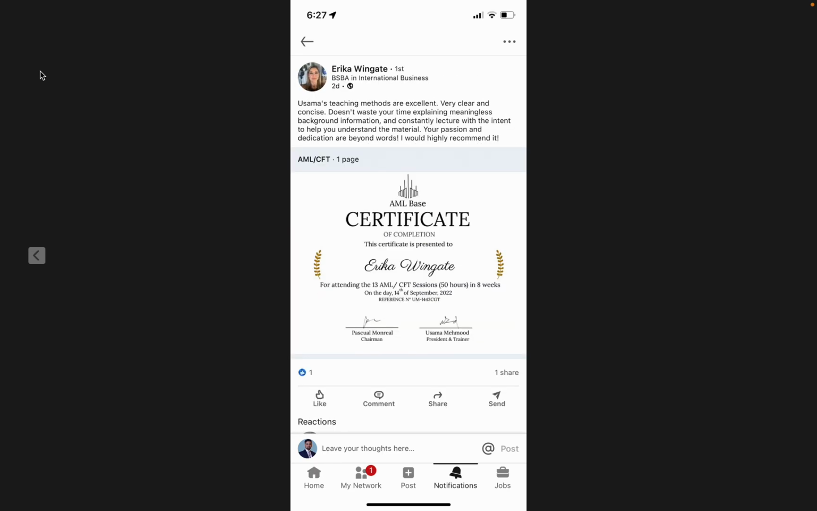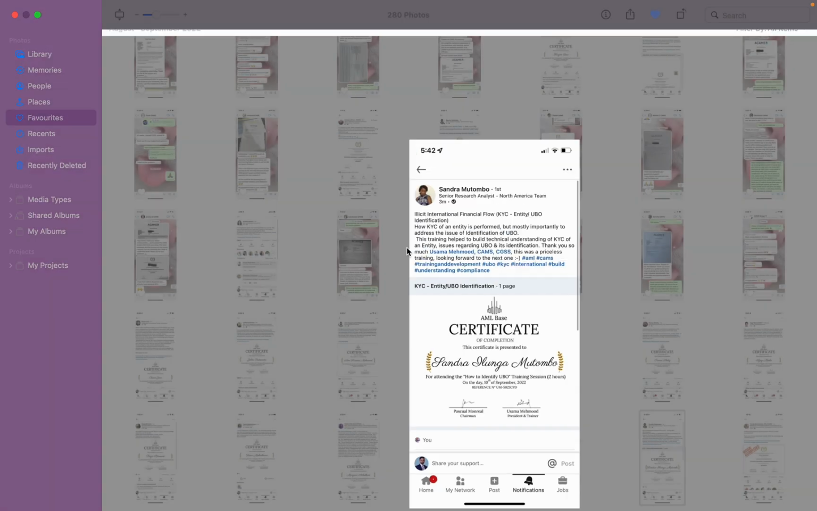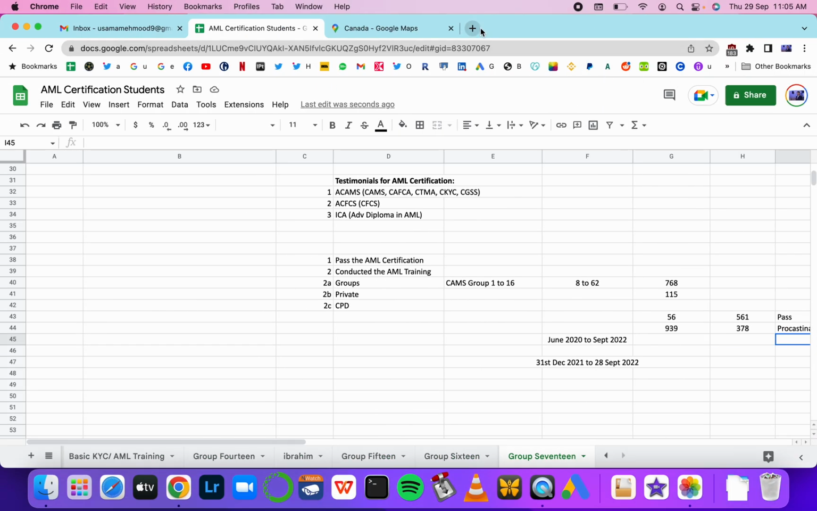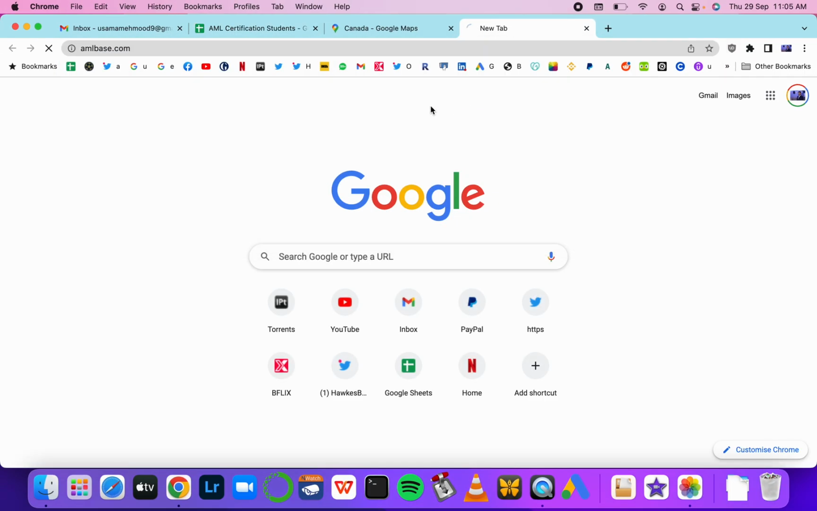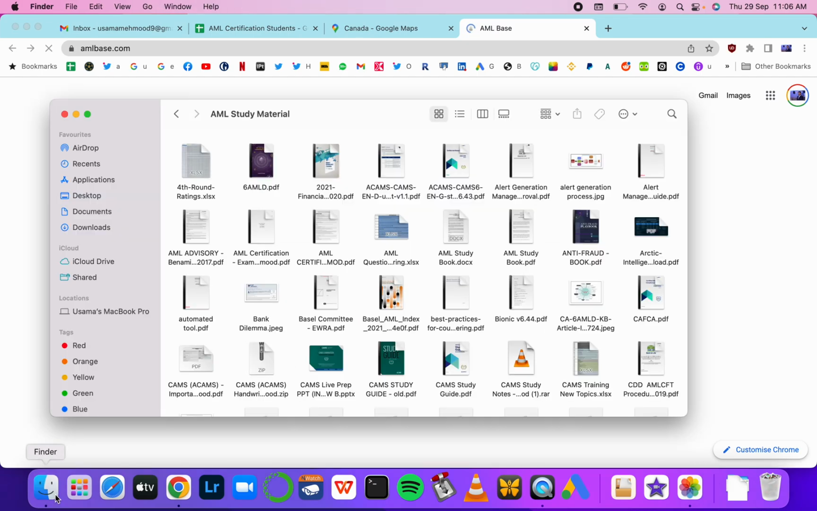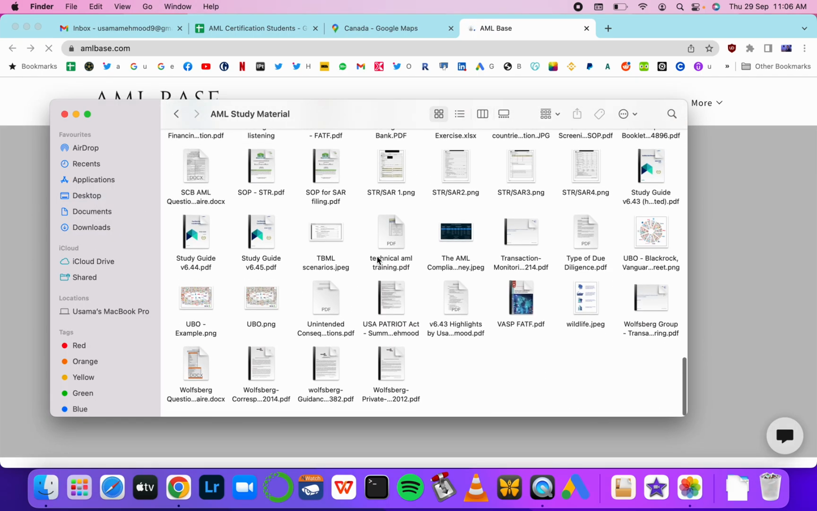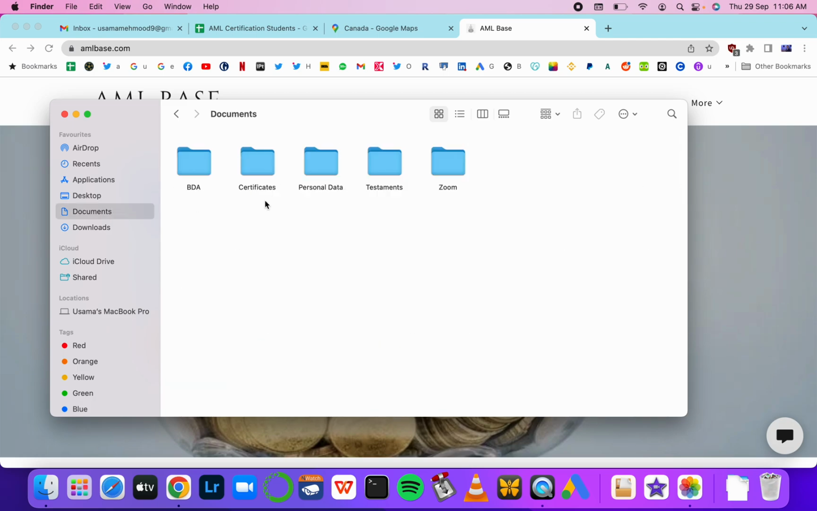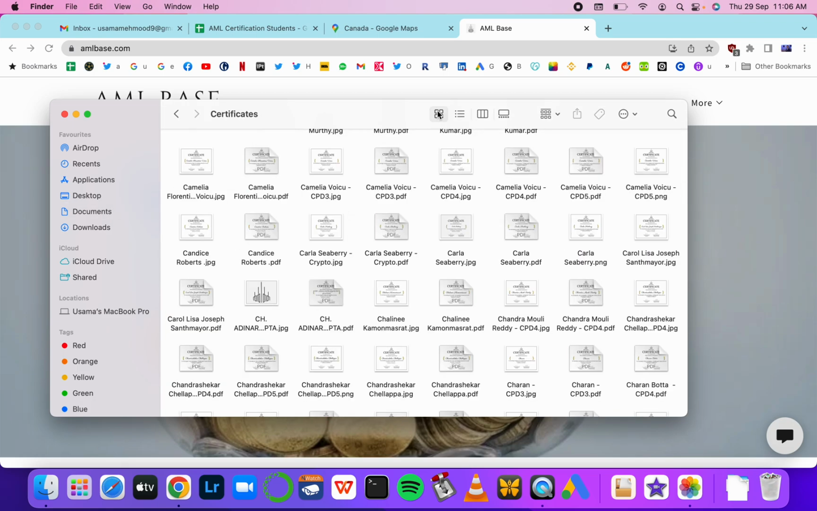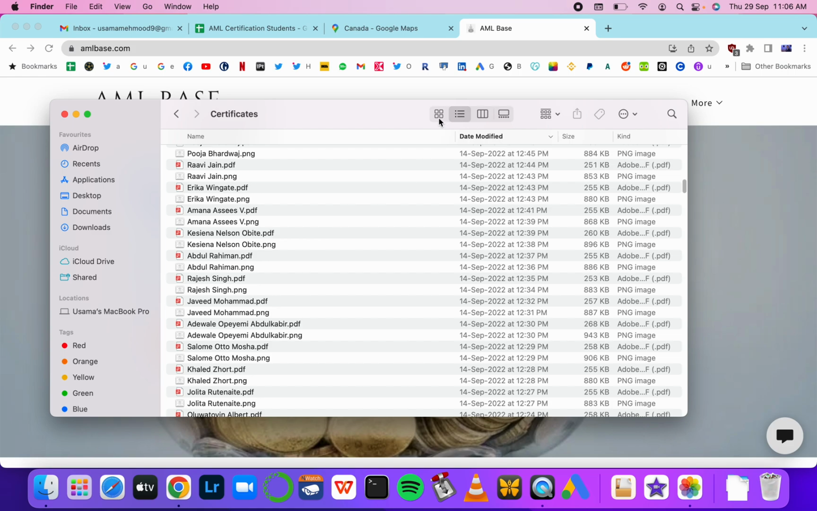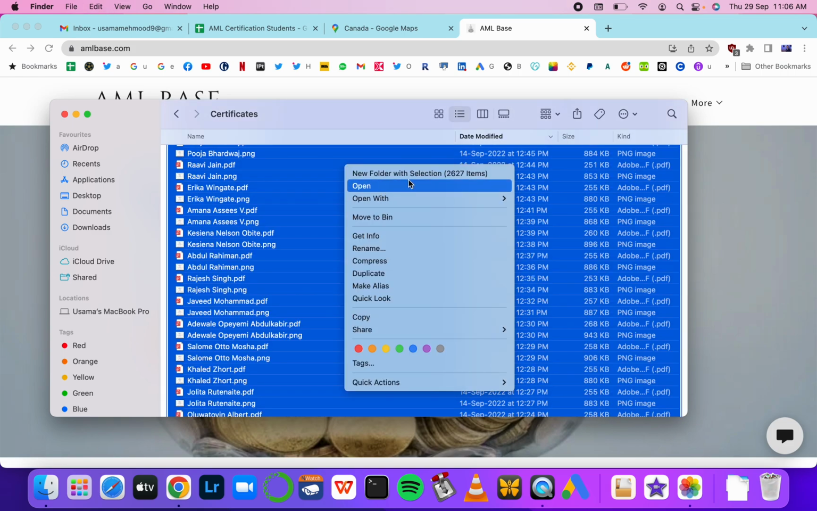If you want to read the whole thing, you're going to be seeing this is the AML base. This is my company name. When someone has attended my training, I issue them the certificates. If you want to find, these are all the documents that we're going to use to pass the certification. So these are all the certificates that I have issued regarding my company.